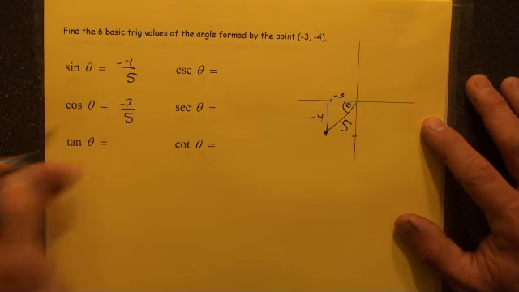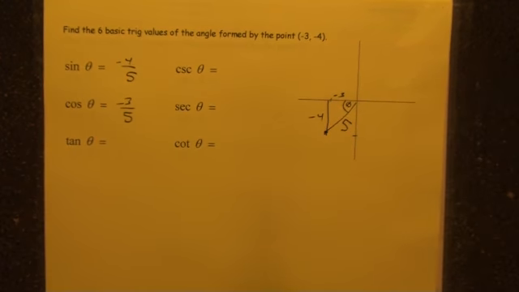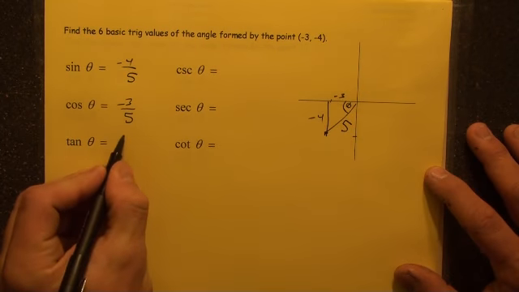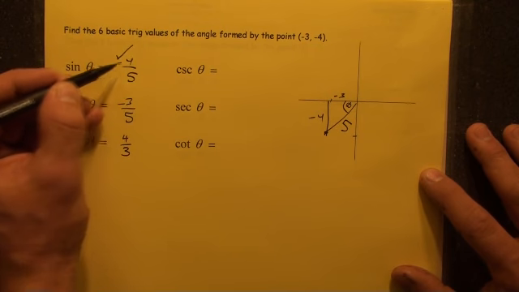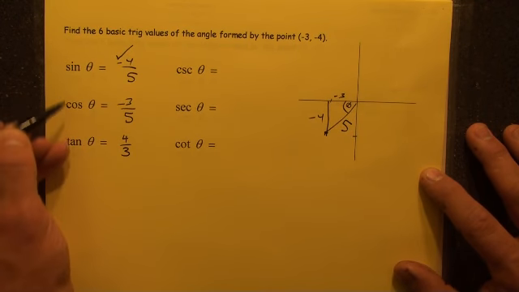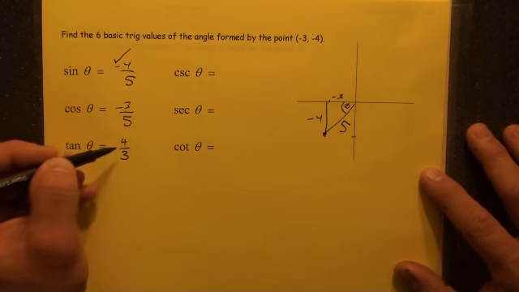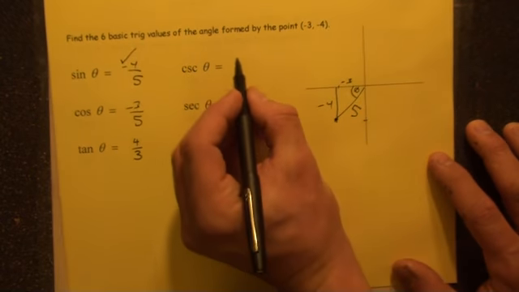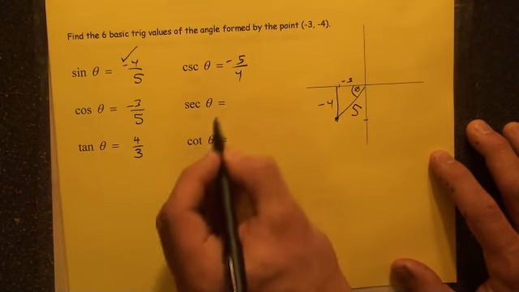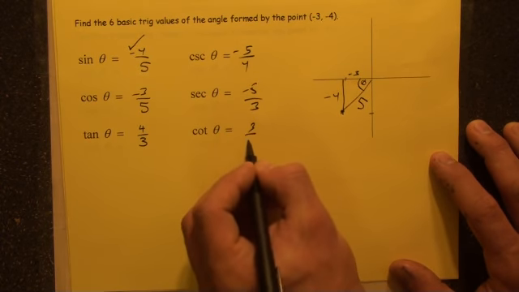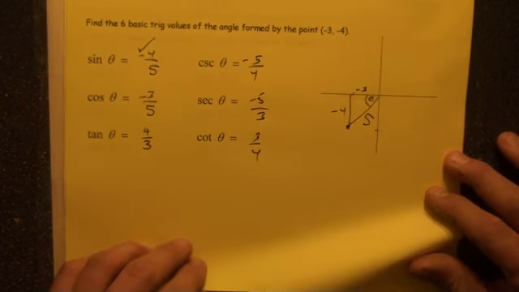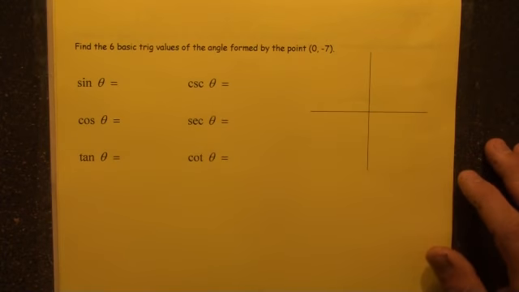Cosine, -3/5. Tangent, ready? It's going to be 4/3, because it's going to be -4 over -3. Sine over cosine. Just take the numerators and divide those down. Cosecant, the inverse, it'll be -5/4. Secant, -5/3. Cotangent, 3/4.